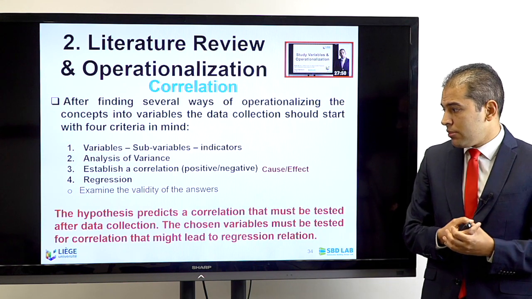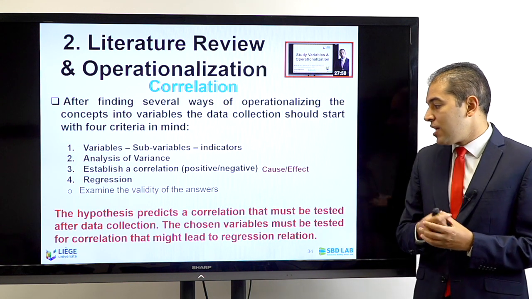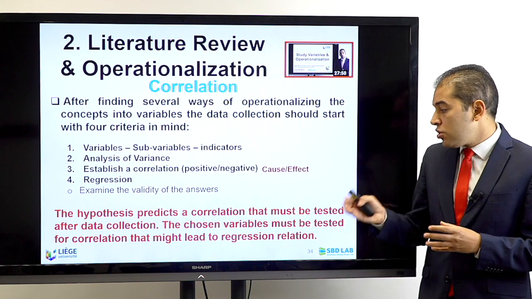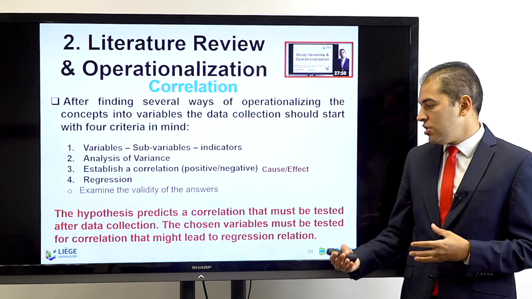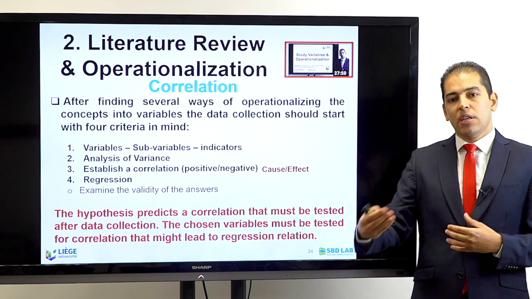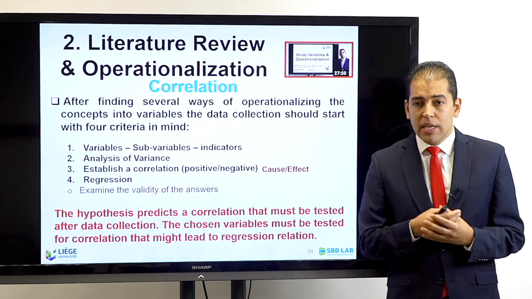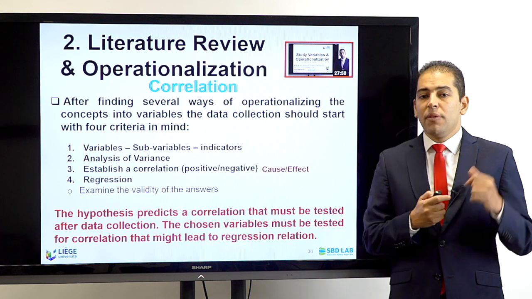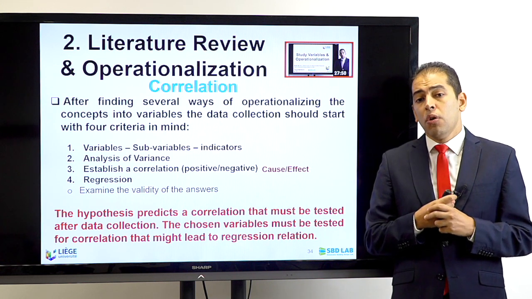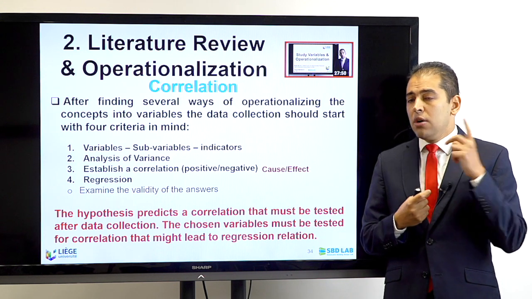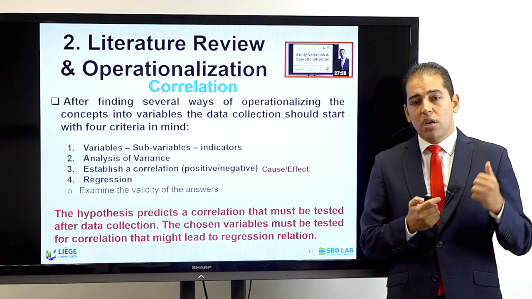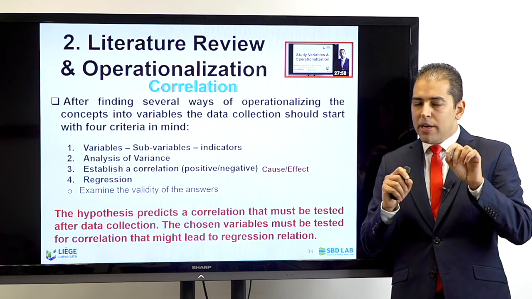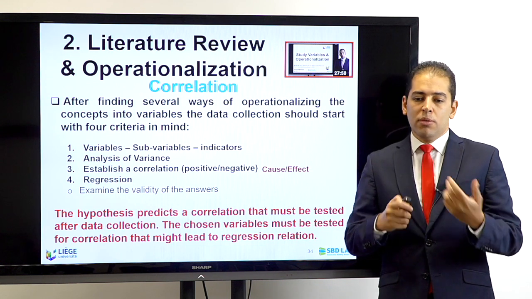So this is very important, but take into account that the hypothesis predicts a correlation that must be tested after data collection, not before. So the chosen variable must be tested for correlation that might lead to regression relation. And this is always not the case. Sometimes we do not succeed with that. So this is the second aspect after ethics and getting training about misconduct. We need to conduct our literature review and operationalize, and to be very, very aware and go into detail in defining our variables and checking what kind of correlation we want to investigate.